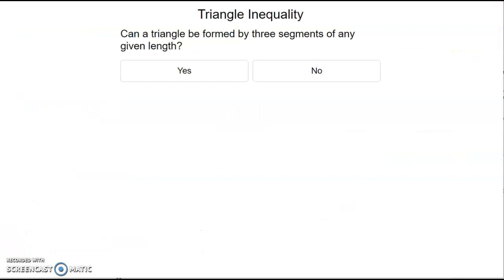Here you go. So this is the Desmos activity. I'm just going to quickly go through it with you. You were supposed to have done this on your own, and that way, as I go through with you, it will make some sense. Can a triangle be formed by 3 segments of any given length? This is an opinion question. Do you think you can? Is there some restriction? Yes or no?